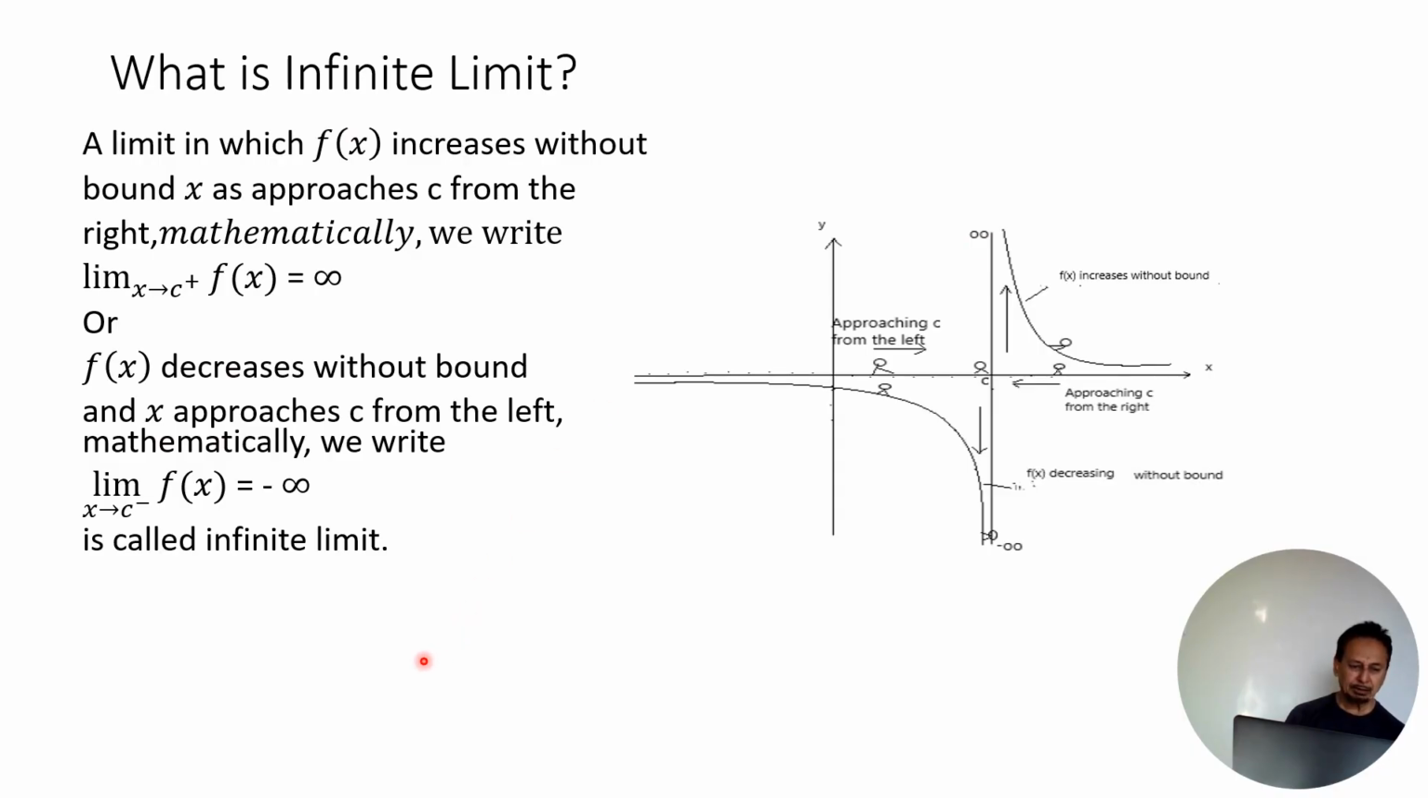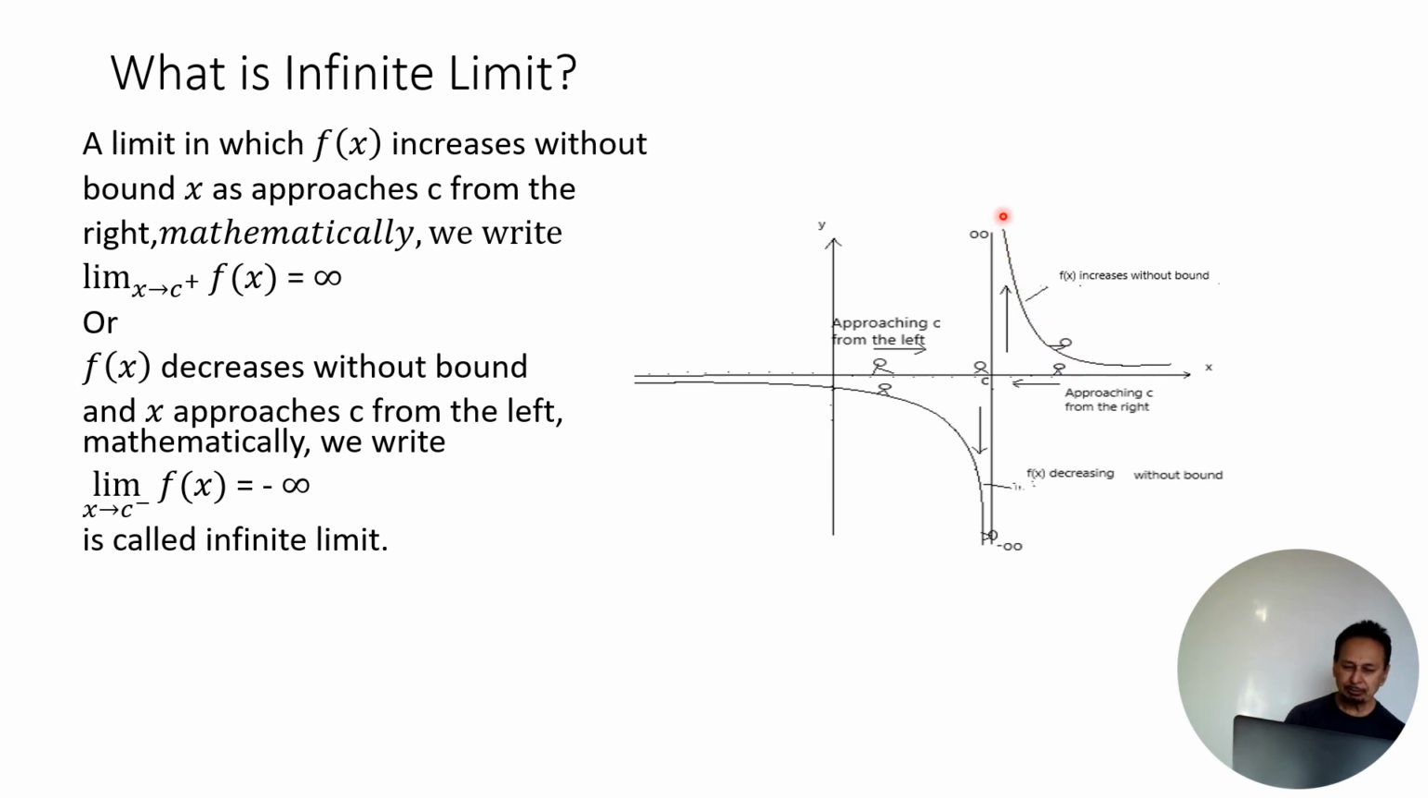What is an infinite limit? A limit in which f of x increases without bound as x approaches c from the right. Mathematically, we write this as the limit as x approaches c from the right of f of x equals infinity. You can see, look at the picture. If you move from the right towards c, the graph is going up. So it's increasing without bound.